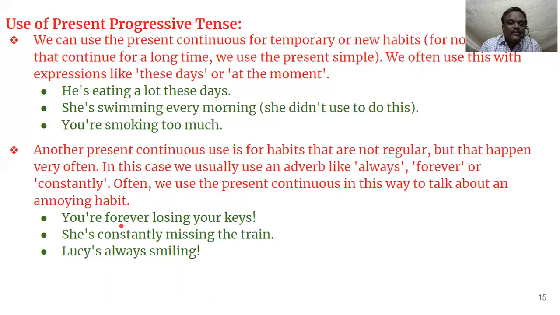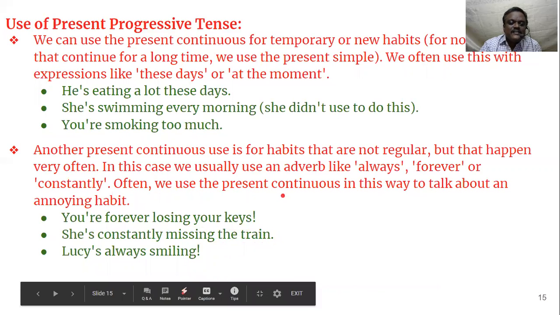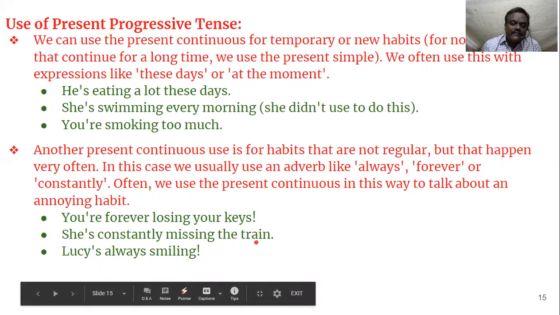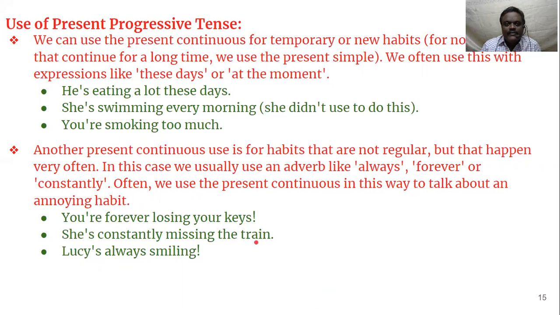You are forever losing your keys. So you are always losing your keys. She's constantly missing the train. She's always missing the train. Lucy is always smiling, like that. It's a kind of complaint.